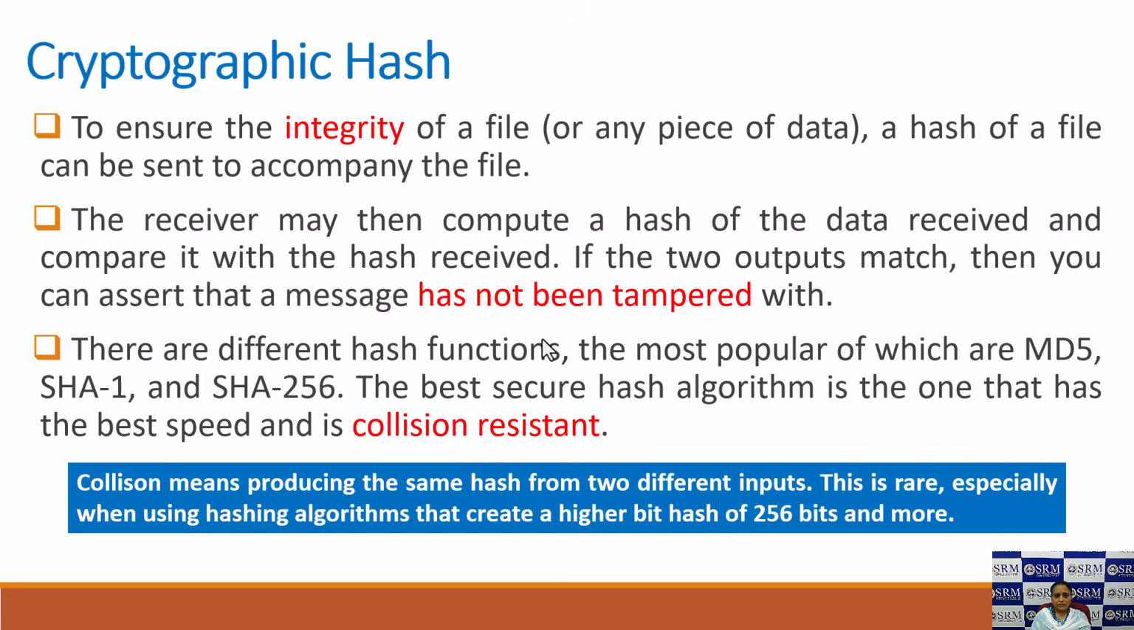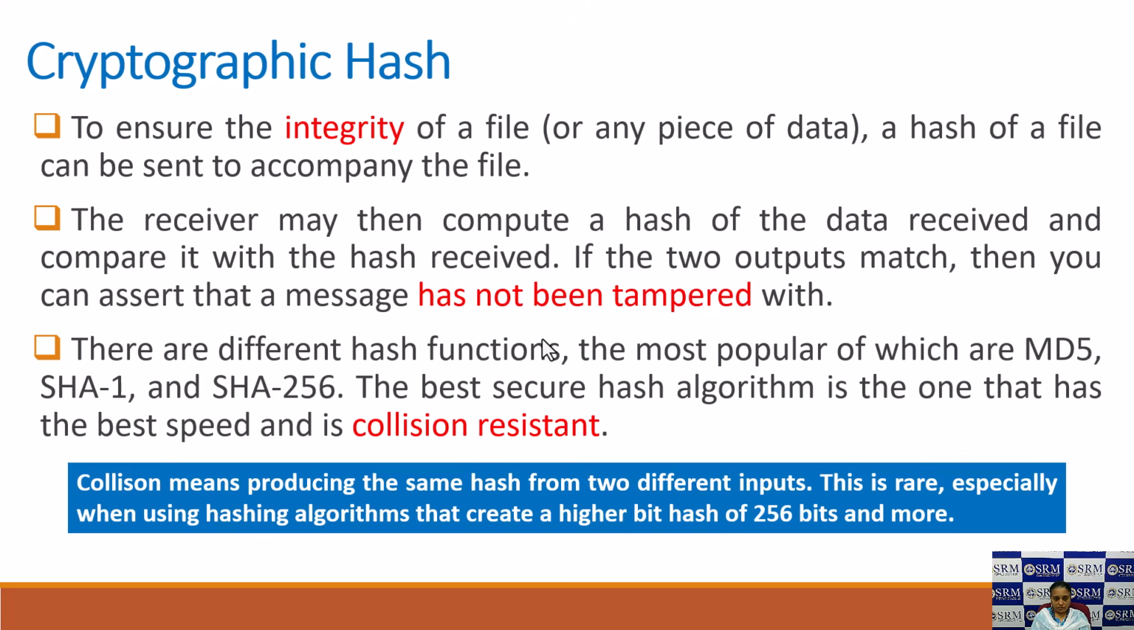So the receiver may then compute the hash of the data received and compare it with the hashes received, and it ensures that no tampering has happened. The famous algorithms for hashing are MD5, which is Message Digest Algorithm 5, SHA-1, SHA-256, and even SHA-512. The best secure hash algorithm is the one that has the best speed and is collision resistant.